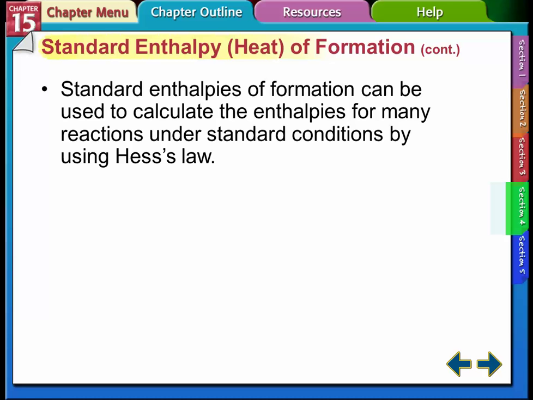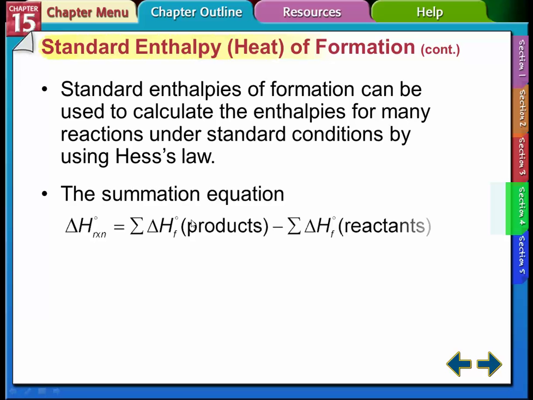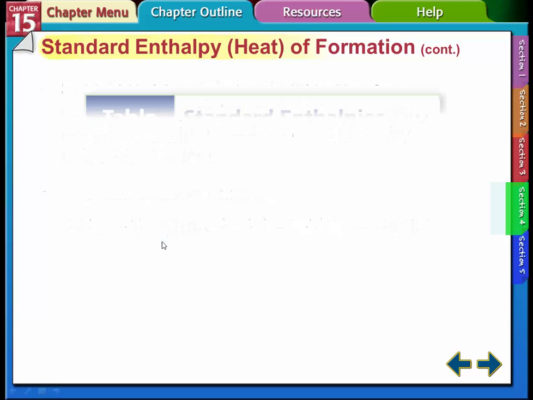So the standard enthalpies of formation can be used to calculate the enthalpies for many reactions under standard conditions by using Hess's law. So we would just add up all the individual reactions to get the heat of the overall reaction. So the heat of the reaction equals the summation, this sideways m here is the summation symbol from math, of the heat of the products minus the sum of the heat of the reactants.